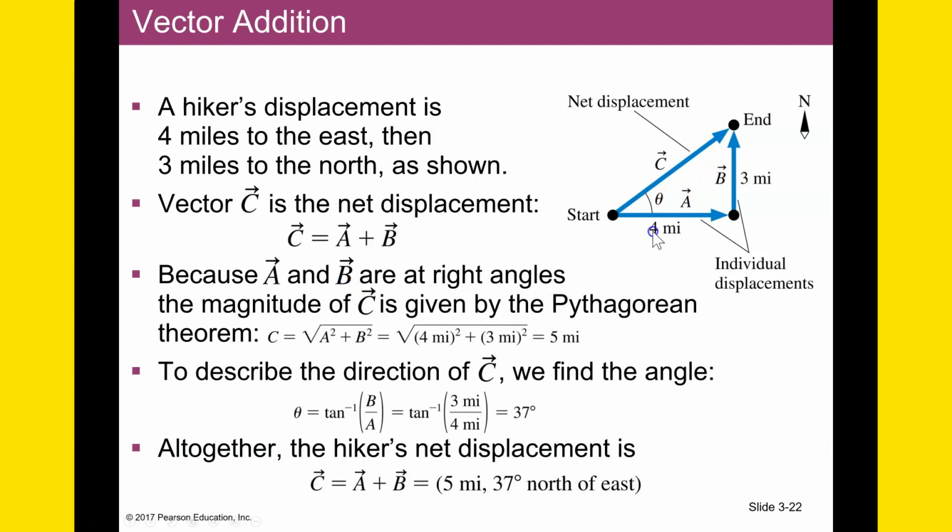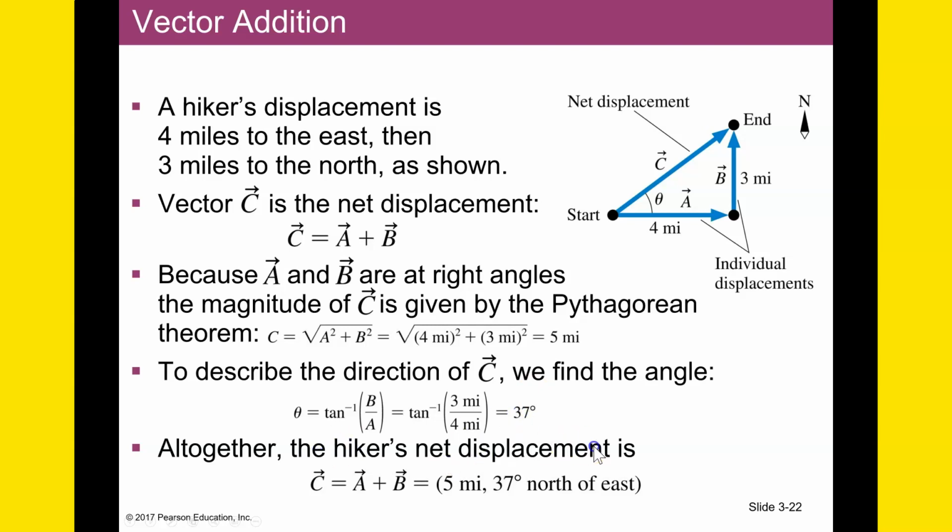You can see that it makes a right triangle. Because A and B are at right angles, the magnitude of C can be given by the Pythagorean theorem. To describe the direction of C, we find this angle right here. You can do that by taking the arctan of 3/4, and you find it to be 37 degrees.